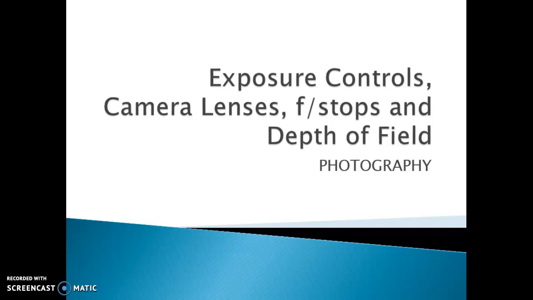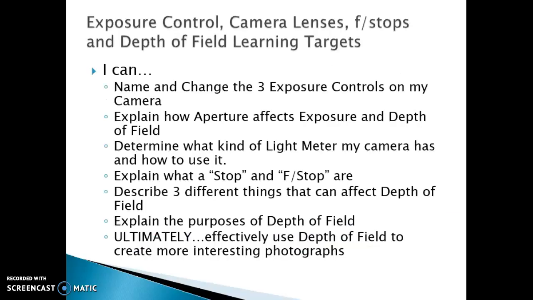We've already reviewed a little bit of this in class, but we're going to go a little bit more in depth. So at the end of this assignment, you guys are going to be reflecting back on and answering some questions about the 3 exposure controls that you can control on your camera. You need to be able to explain how aperture affects exposure and depth of field, and ultimately you need to figure out what kind of light meter you have in your camera and how to use it.